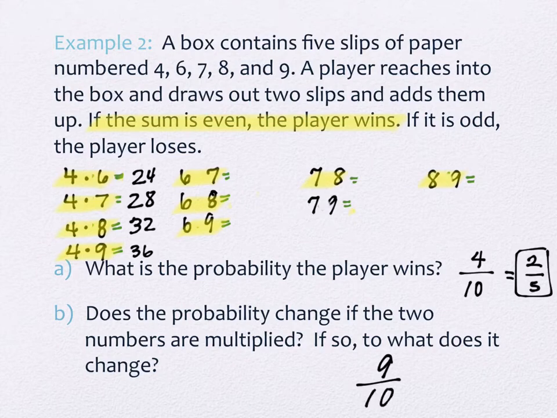9 out of 10. Now the answer is then yes, it does change because multiplication's going to give me even numbers in a different fashion than addition's going to be giving me that. So I get 9 out of 10 instead.